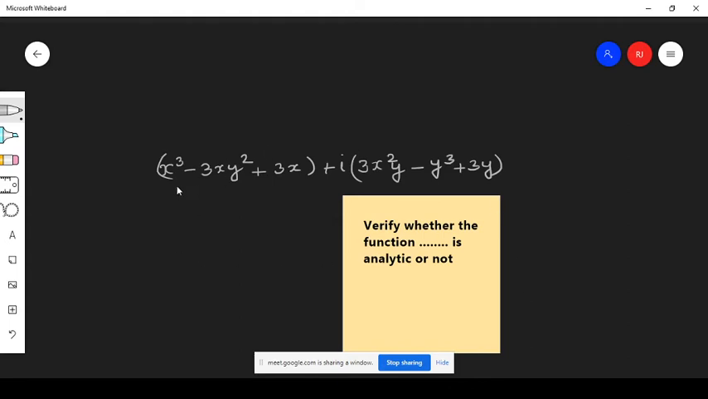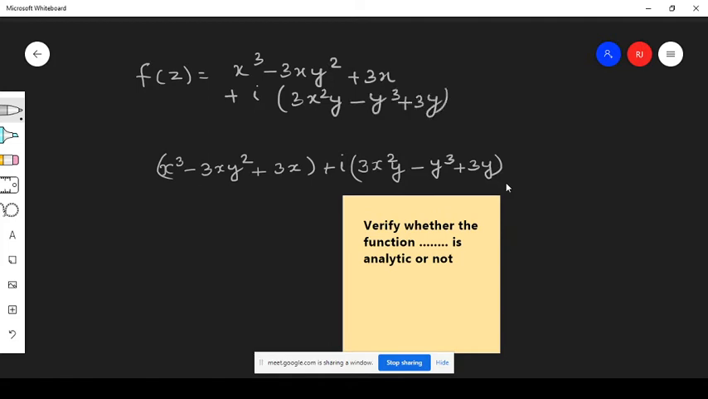So let's do that. Here this is the function given. We will write that function as f of z is equal to x cube minus 3xy square plus 3x plus i into 3x square y minus y cube plus 3y. This is our f of z.